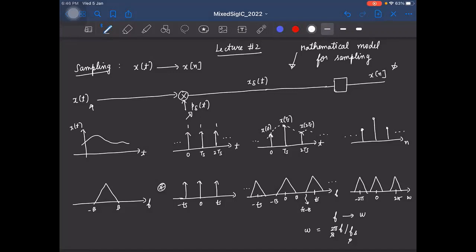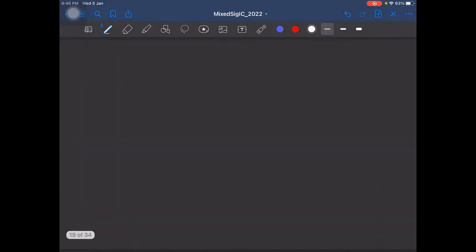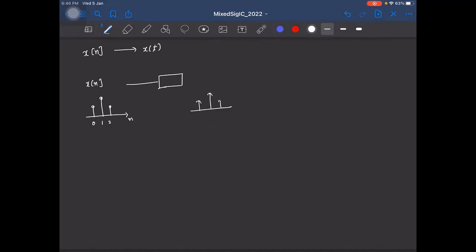Okay. We also saw very briefly how to convert this discrete time sequence x of n back to the continuous time signal x of t. Right? And how do we do that? Say this is x of n. So it has these discrete time impulses, say from 0, 1, 2, and so on. So first, we convert these discrete time impulses to continuous time impulses like this. And they'll be located at 0, ts, 2 ts, and so on.